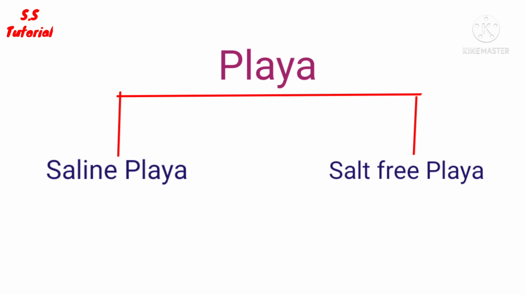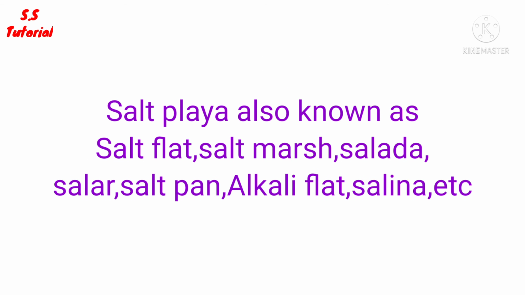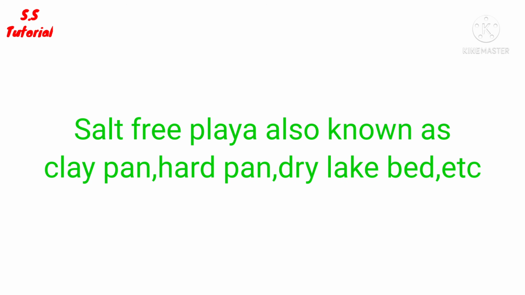Playa may be classified into two types on the basis of salinity. They are saline playa and salt-free playa. Salt playa may be termed as salt flat, salt marsh, salada, salar, salt pan, alkali flat or salina. And salt-free playa may be termed as clay pan, hard pan, dry lake bed and so on.